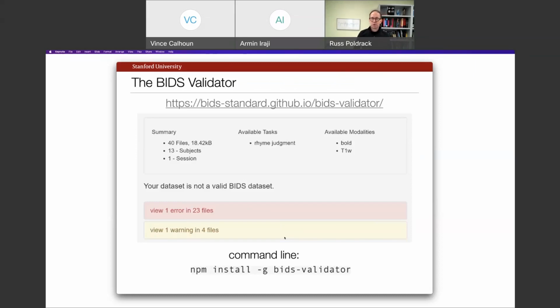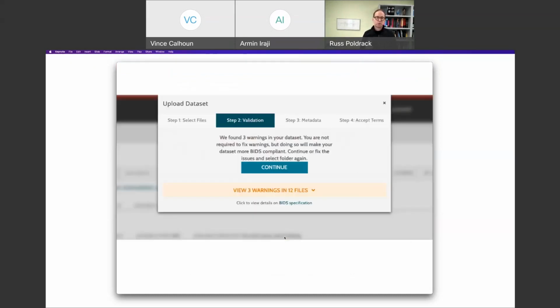It's JavaScript. It runs in the browser, and so it can validate a data set before it ever gets uploaded, and tell you whether it is valid or not, and it tries to give you some information about how you might go about fixing any issues. This is what you see when you upload to OpenNeuro. The second step you go through is a validation step where it checks your BIDS compliance of your data set, and if it's not compliant, you can't upload it.